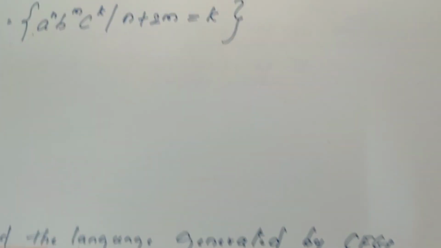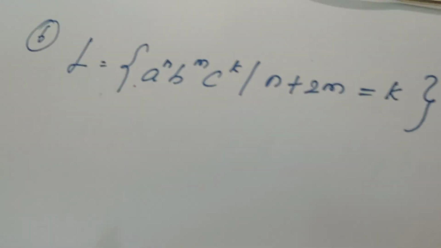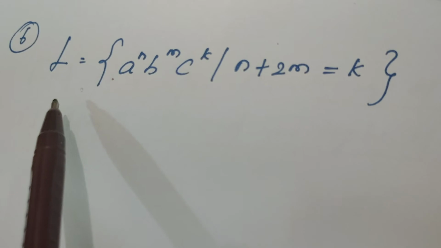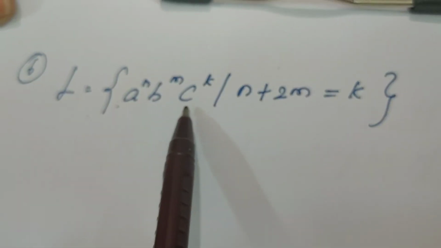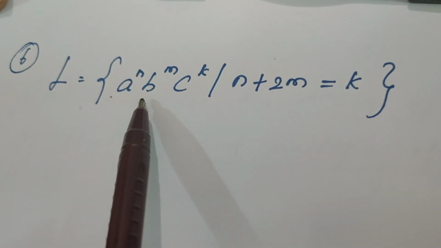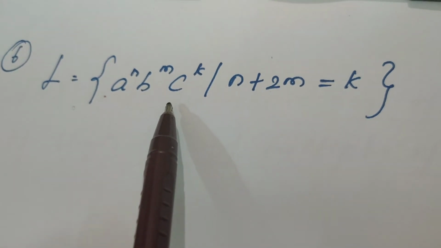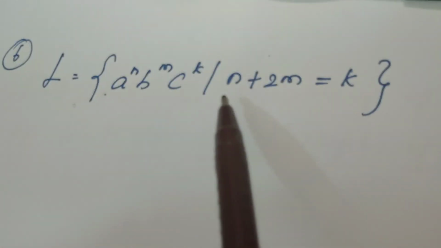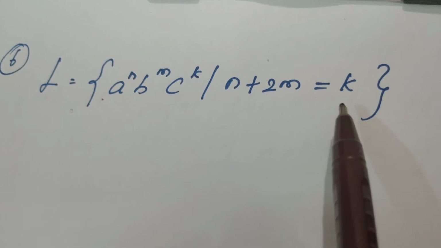Okay, now another example we are going to see. This is the given language. The language is a^n b^m c^k: n number of A's followed by m number of B's followed by k number of C's. And there is a condition given: n plus 2m is equal to k.